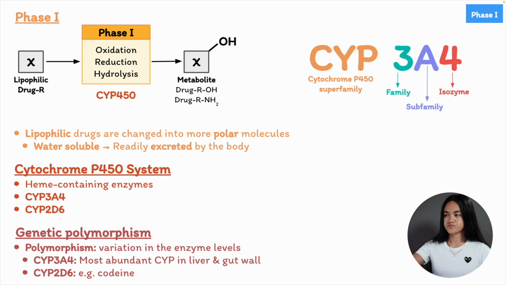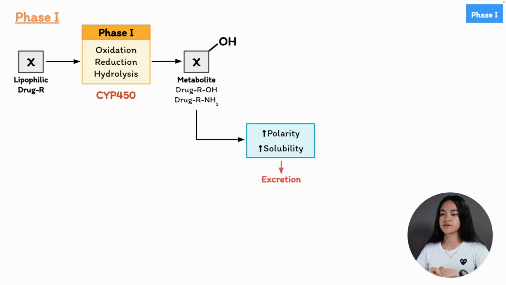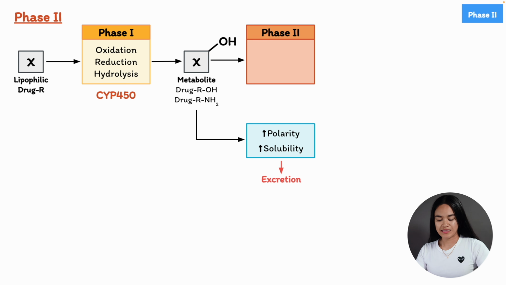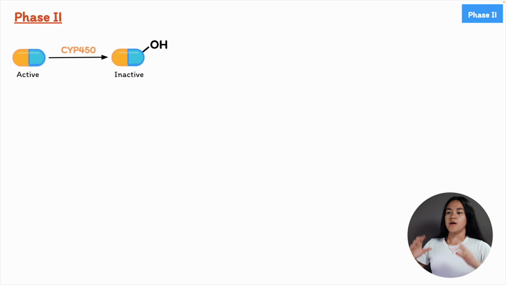So recall our overview diagram looking at phase 1 and phase 2 metabolism. And that leads us to phase 2 metabolism. Phase 2 metabolism typically follows phase 1, although some drugs may undergo phase 2 conjugation directly. So let's say we have a drug here that is active. The cytochrome P450 system renders it inactive by introducing a polar group, but it's still not polar and water soluble enough. So then we move on to phase 2.